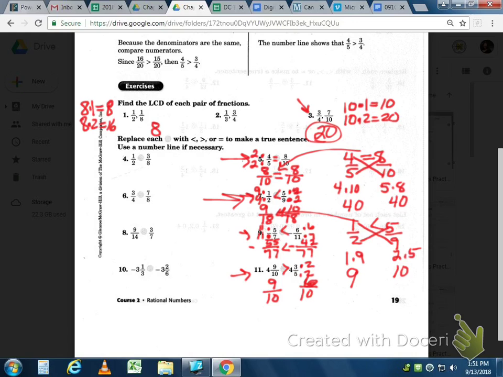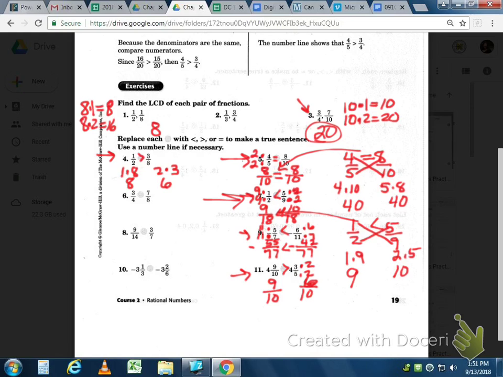Okay, so let's look at this one over here, number 4. If I start at the top, 1 down to 8, 1 times 8, what is that? 8. And then 2 up to 3, 2 times 3, what is that? 6. So how does 8 compare to 6? Greater than. So it should be 1/2 is greater than 3/8.